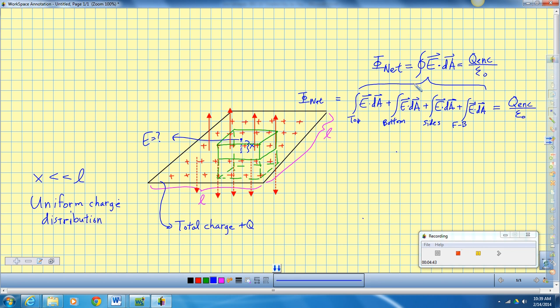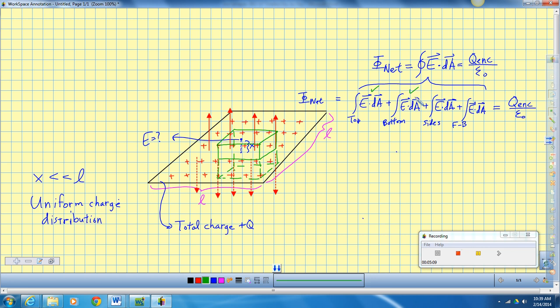All right, so then we want to start to look at these dot product things, and this is where understanding dot products is such a valuable thing. Do we have flux through the top? Is E parallel to dA through the top? Yes. So this part we want to keep. Do we have flux through the bottom? Is E parallel to dA on the bottom? Yes. So we want to keep that segment.